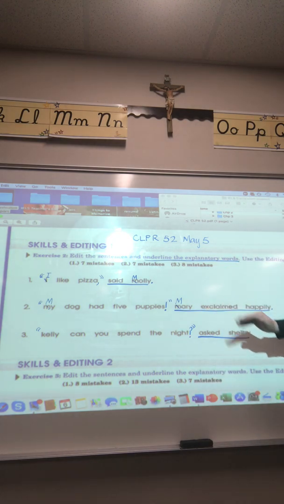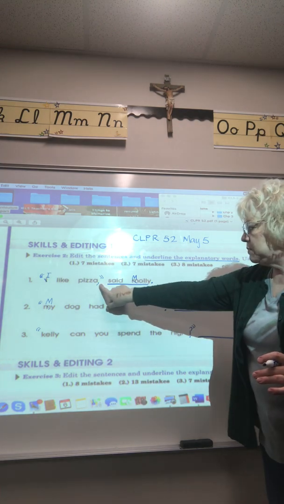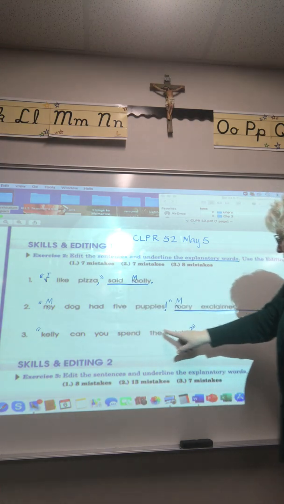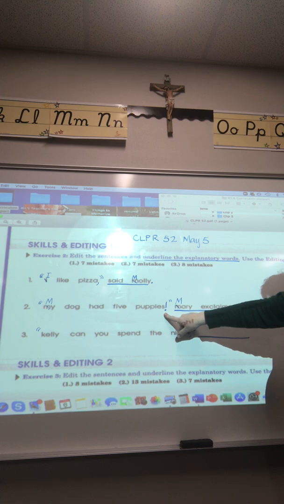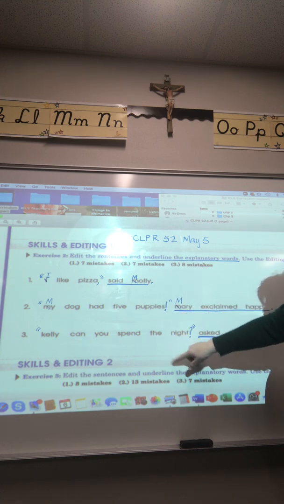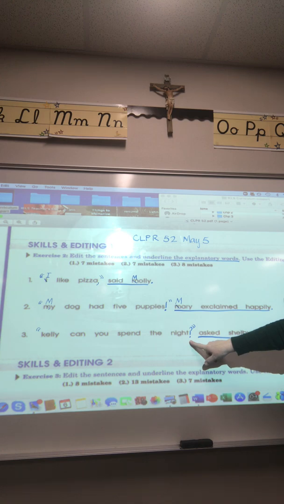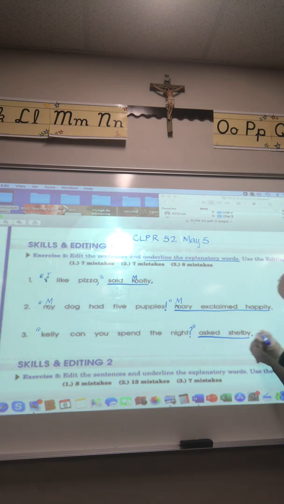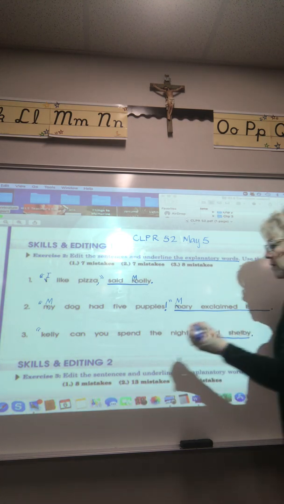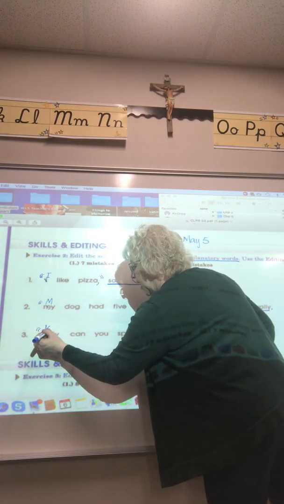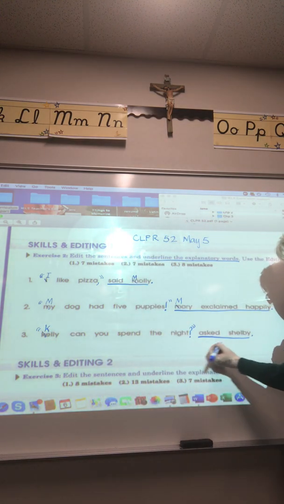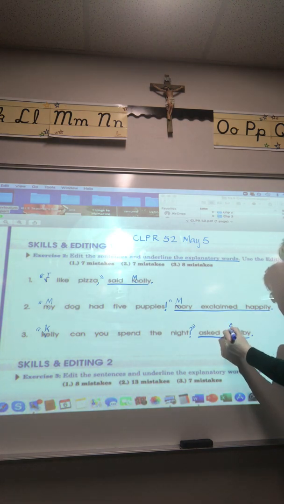So if you compare these 3 sentences, you can see that sometimes we put a comma if it's a declarative. If it's an exclamatory sentence that someone said, you put an exclamation point. And if it's a question sentence, an interrogative, then you put your question mark there to show that it's a question that shall be asked. And then at the very end, we're going to put a period. Okay, now we need something else. Let's see, we got to have some capitals. Capital K on Kelly, can you spend the night? Asked Shelby. And a capital S on Shelby.